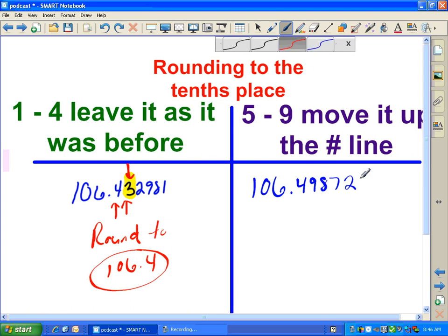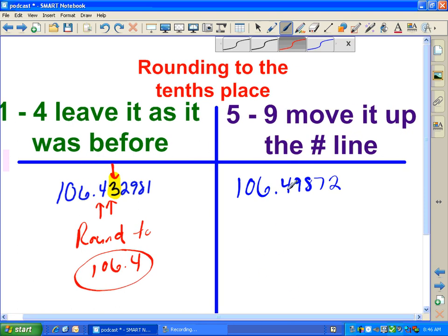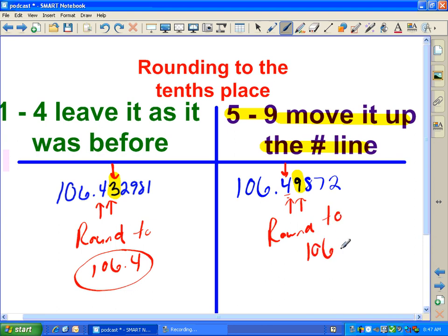If you're rounding it to the tenths place, here's your tenths place, here's your hundredths place. I'm going to look at the number in the hundredths place. If the number in the hundredths place is 5, 6, 7, 8, 9, you're going to move it up the number line. So since this is greater than 5, I'm actually going to round this to 106.5.